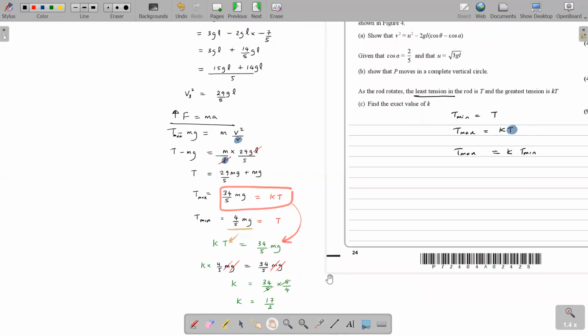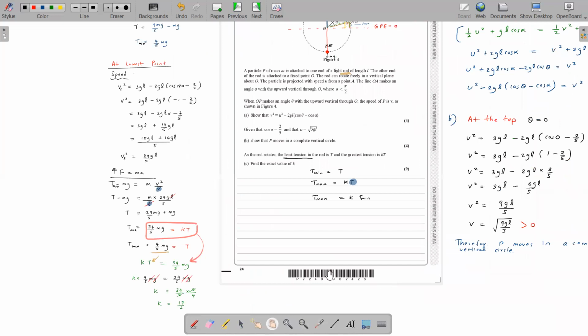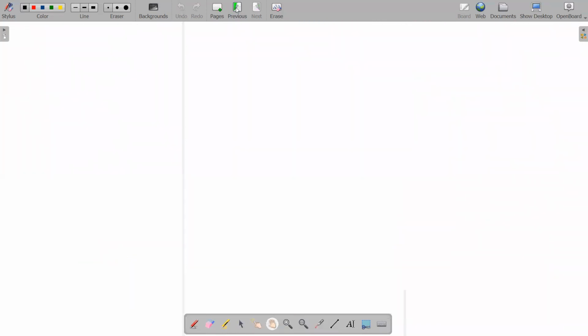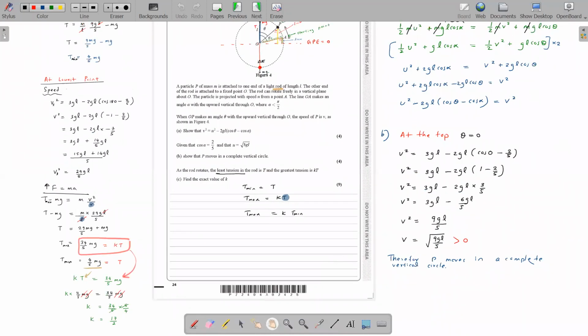Okay, guys, I hope this is clear. All right, so that's the end of our paper. So this is the end of the Jan 2022 M3 paper.